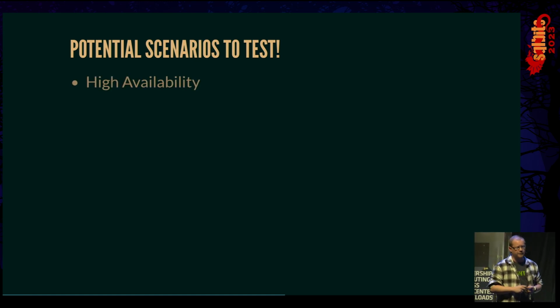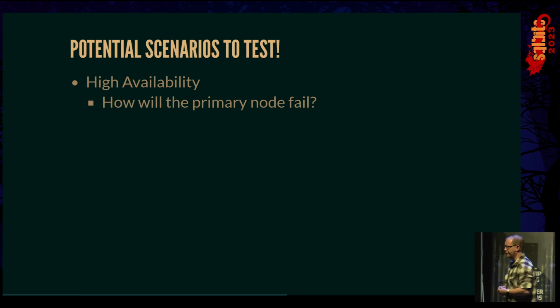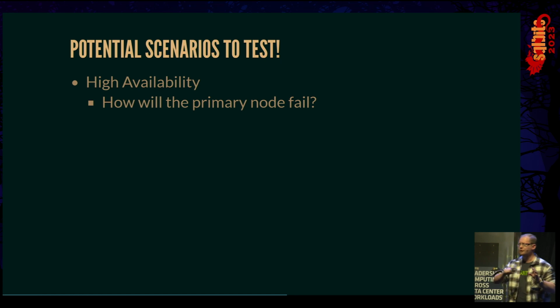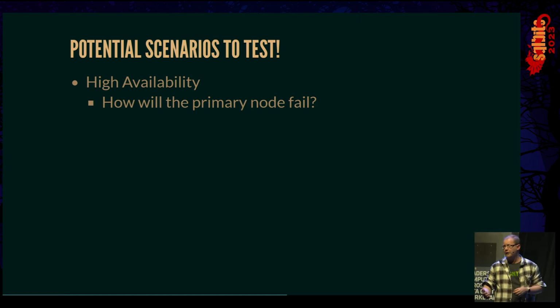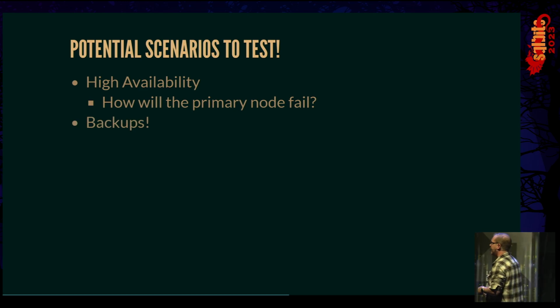First one, high availability. We've already talked about this. How is our primary node going to fail? We've got a two-node cluster. Instead of doing an availability group failover with T-SQL and failing it back, we just unplug that primary node and see how it's going to go down. Will it fail over as expected? Or is it going to stay in a failed state and we have to go in and actually make some configuration changes?